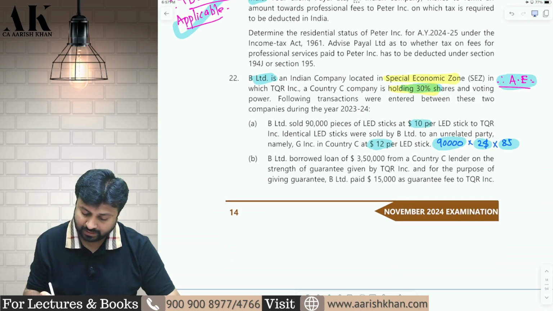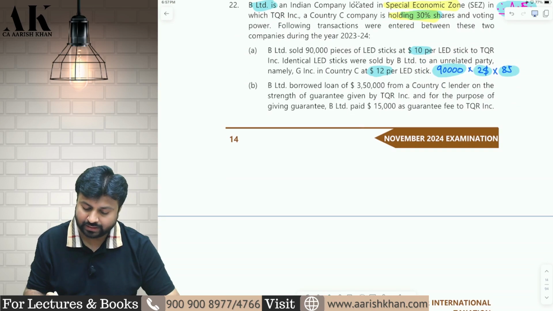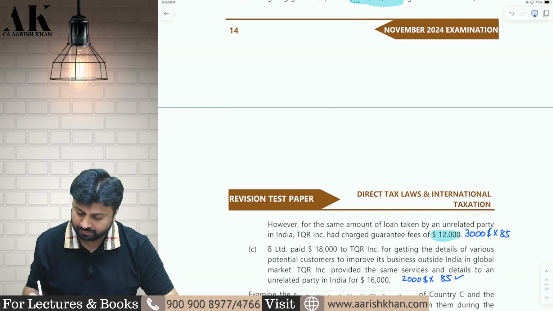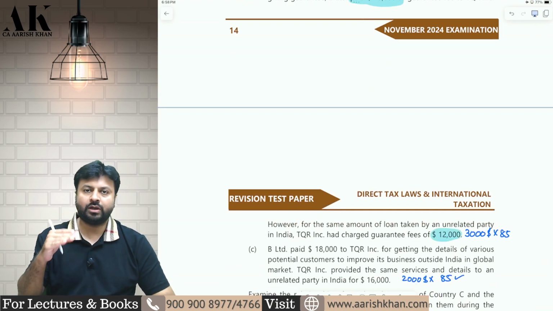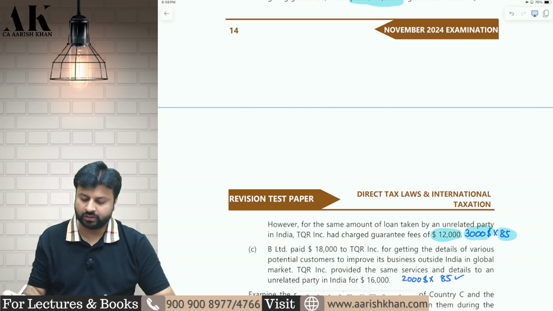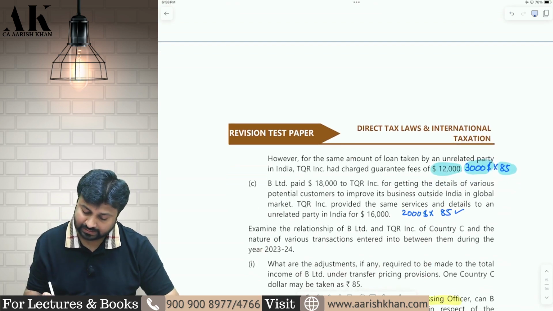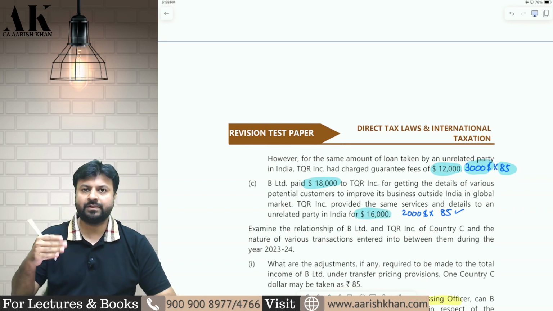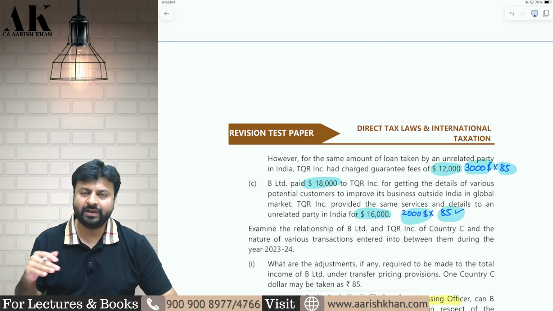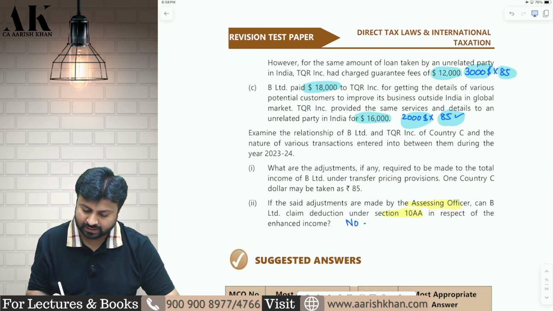Similarly, you are taking some borrowing from your associate enterprise and you are paying a guarantee fee of $15,000, whereas to others you pay only $12,000. So you are paying $3,000 extra to your associate enterprise, therefore $3,000 into 85 will be added back to your income. Similarly, you are paying some amount for getting customer details. $18,000 is paid to the associate enterprise, whereas to others you are paying only $16,000. So you are paying $2,000 more, therefore $2,000 into 85 will be added to your arm's length price. These are the adjustments that you are going to make.